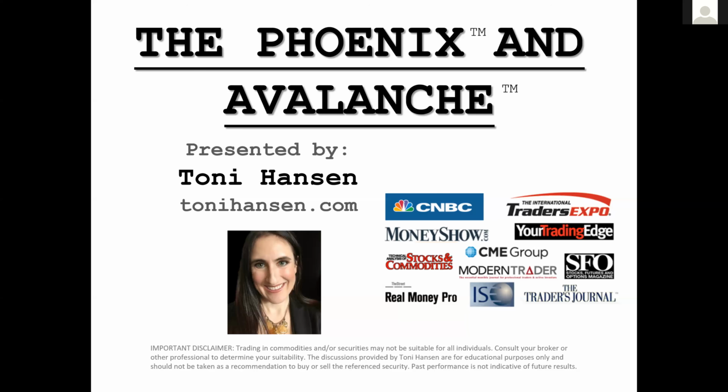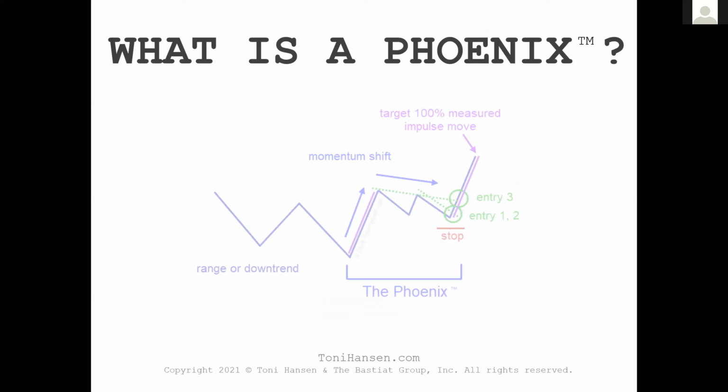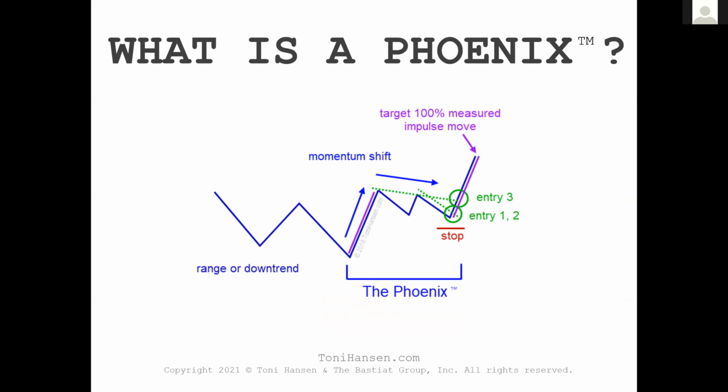So our Phoenix is essentially a continuation pattern on a brand new trend. In the case of a Phoenix, we're looking for a buy. In the case of an Avalanche, we're looking for a short. Our first criteria is that we have either a range or a downtrend over here. So our Phoenix is often a bottoming pattern.